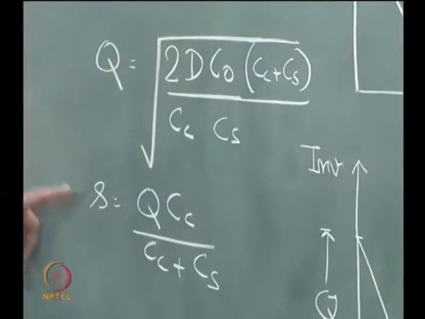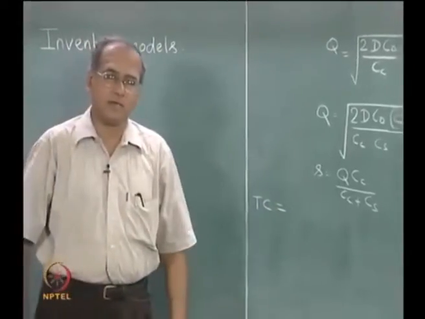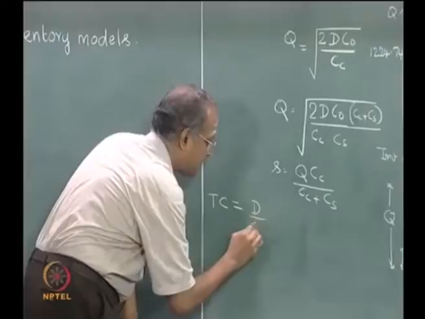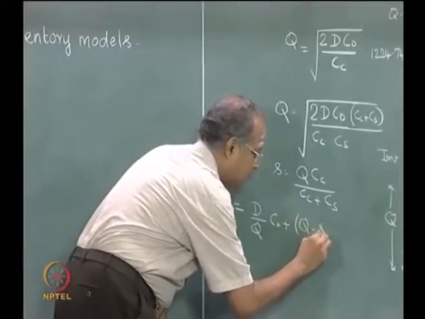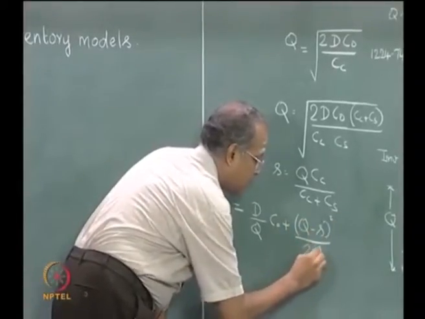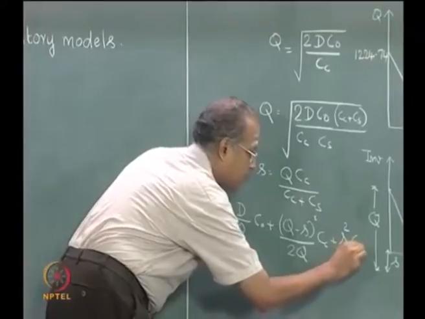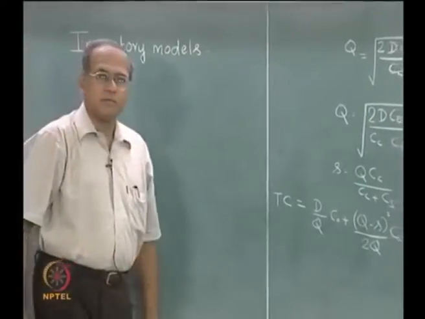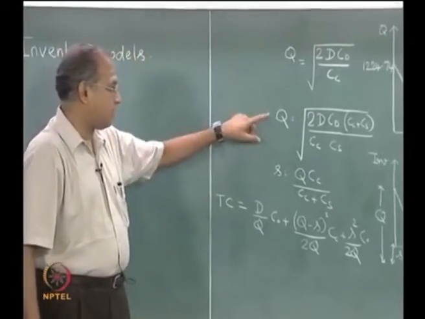So C C and C S will have the same unit, so that we can add them. The expression from which we derived these two is given by total cost is equal to ordering cost plus inventory carrying cost plus back order cost, and this was simplified to D by Q into C naught plus Q minus S the whole square by 2Q into C C plus S square by 2Q into C S. So now we will take a numerical example to try and show the computations involved in using these formulae Q, S and T C.